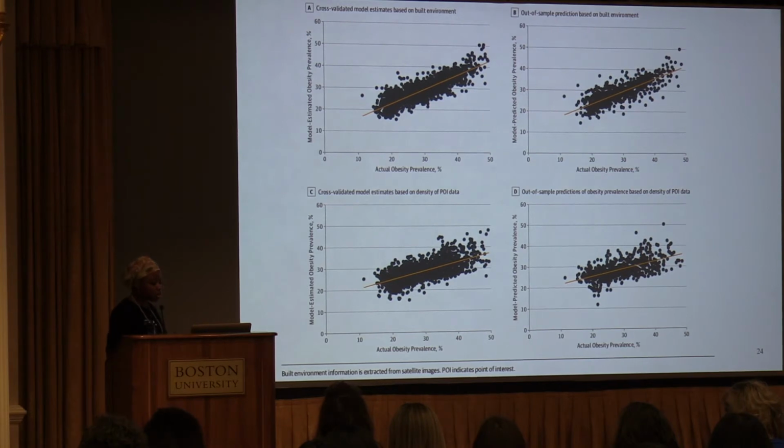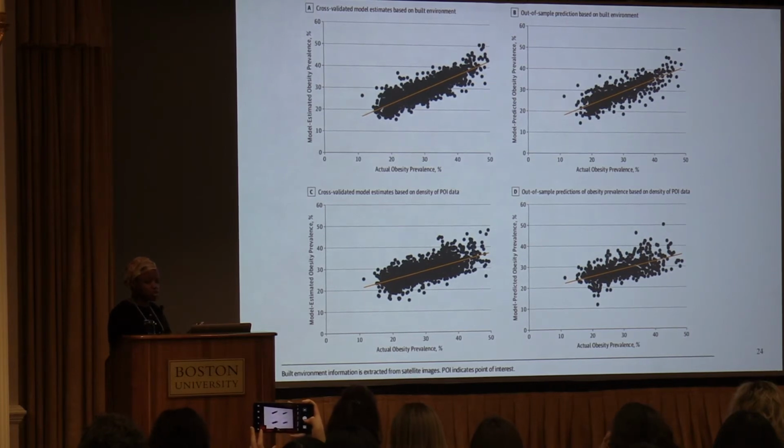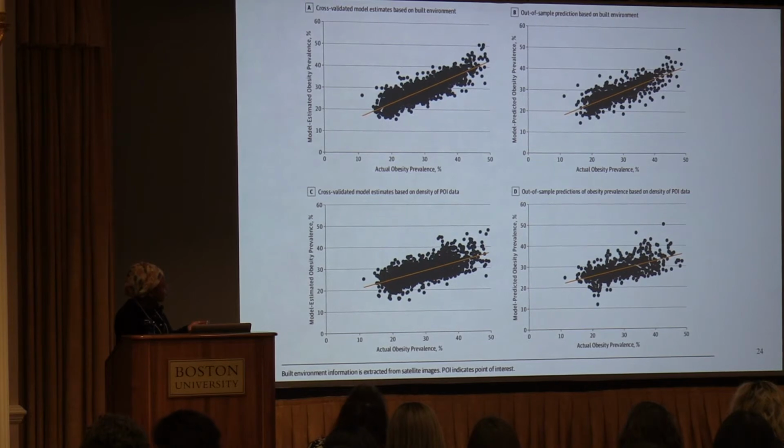So these are the results that we got. On one side, at the top, we have data on the built environment, and at the bottom, we have points of interest data. We wanted to see how well these two different types of data sources would estimate obesity prevalence in these neighborhoods. And what we found was that if we just used the built environment indicator that we're constructing from the satellite images, we had a better estimate of obesity prevalence.